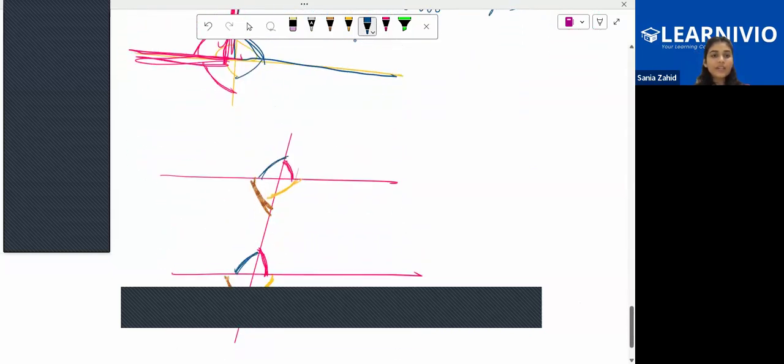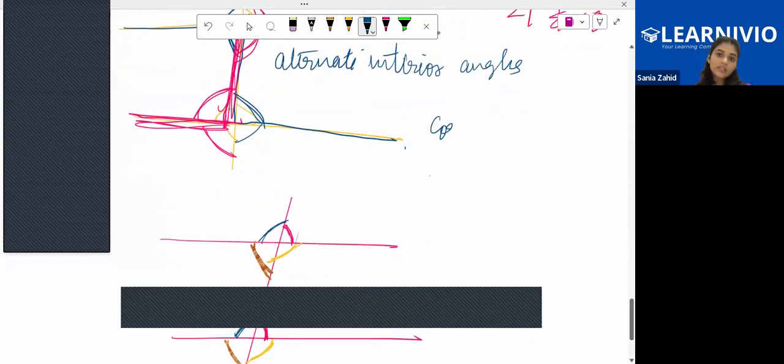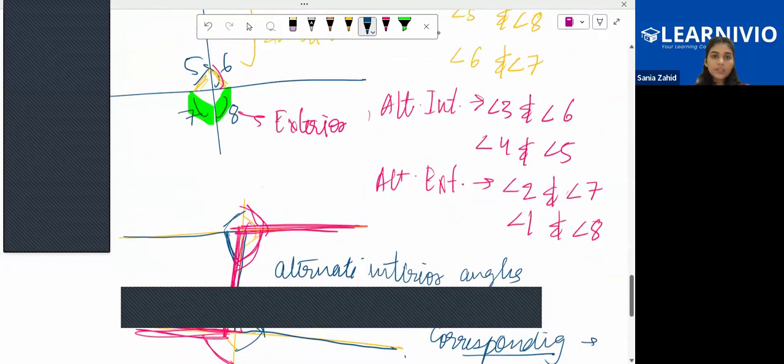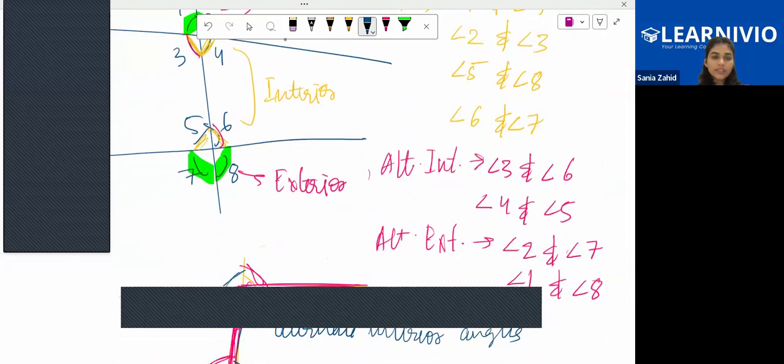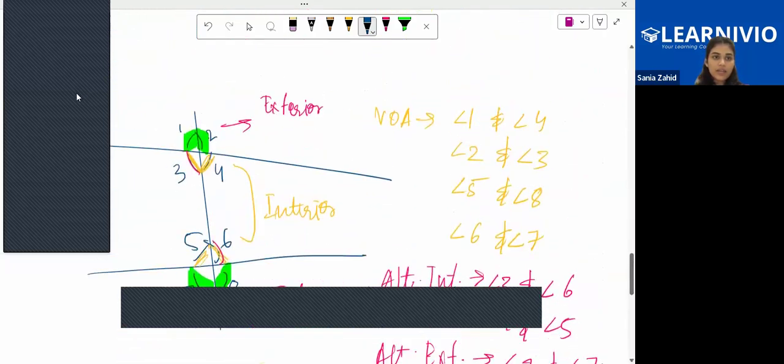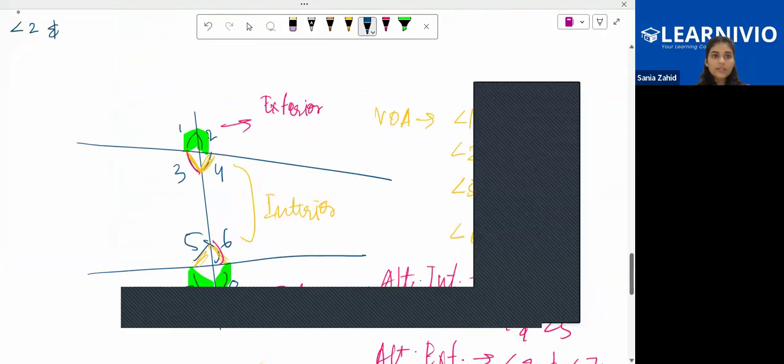So in corresponding angles, we have one exterior and the other interior. Just name the corresponding angles. You have angle 2 and angle 6. You just write them here. Angle 2 and angle 6.